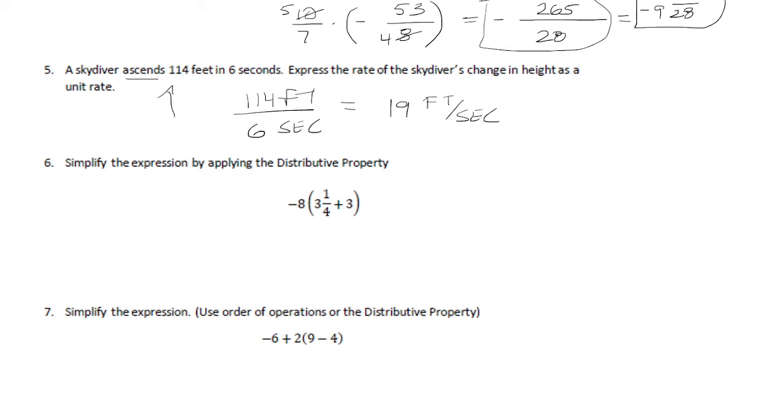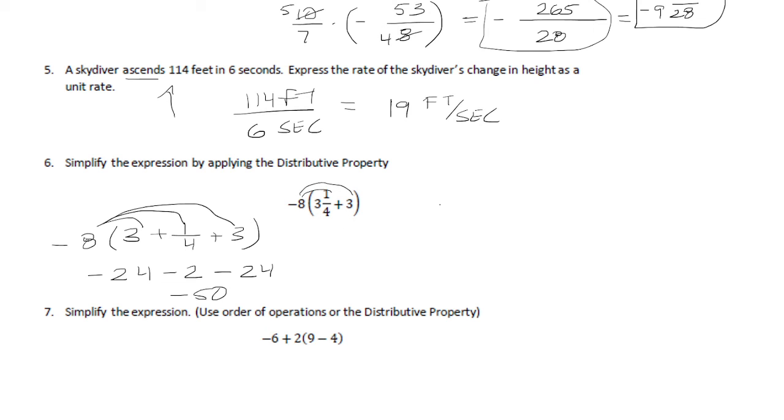Next, let's simplify the expression by applying the distributive property. So this one we have to multiply negative 8 to 3 1/4 and 3. There are a couple ways to do this. If you want, you can separate 3 1/4 as 3 plus 1/4 plus 3, and then apply the distributive property to all of these. So negative 8 times 3 is negative 24. Negative 8 times 1/4 is negative 2. And then negative 8 times 3 is negative 24. So this will be negative 50 after we simplify.